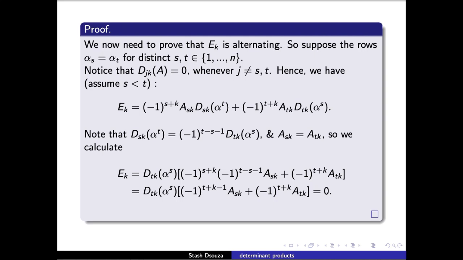So now we can simply assume that s is less than t, and look at the remaining terms in the definition of ek in our sum, and that's just two terms. It's just the case where j is equal to s separately and the case where j is equal to t separately. So for each of those terms we have (-1) to the power s plus k. This is for s, where j equals s. We have ask, dsk, alpha t, and we have the term where j is equal to t. So that's (-1) to the power t plus k. That corresponds to atk and dtk, again evaluated as alpha s.